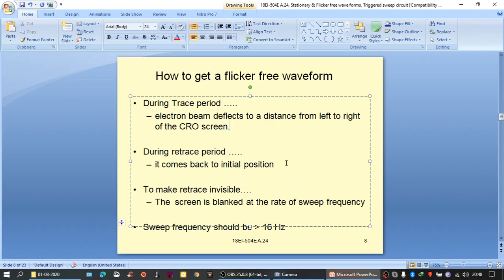Now, just try to visualize a signal appearing on the screen moving from left to right during the trace period, and during the retrace period the sweep signal makes the luminous spot, that is the electron beam, move from right to left. So when these two signals are superimposed, one movement left to right followed by another movement right to left, we will find a flickering waveform on the screen.